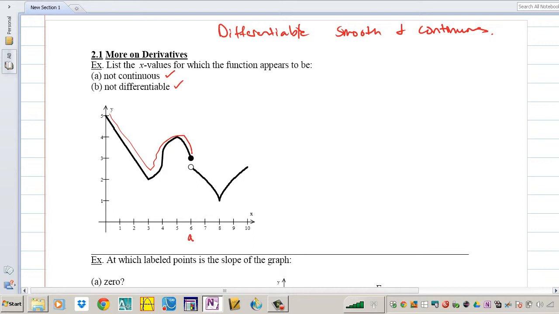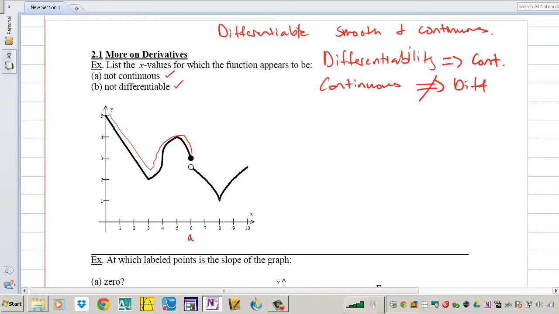So here's one thing to add to your notes. Differentiability always implies continuity. If a function is differentiable, then it must be continuous. Now, the other way around is not true. A continuous function does not imply differentiability. For example, let's take a look at this piece of the function right here.